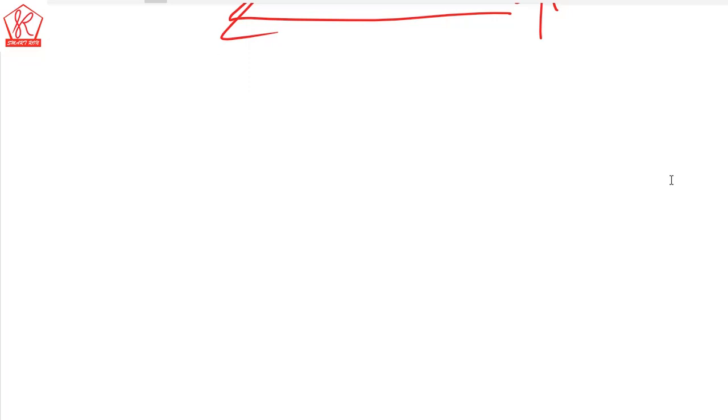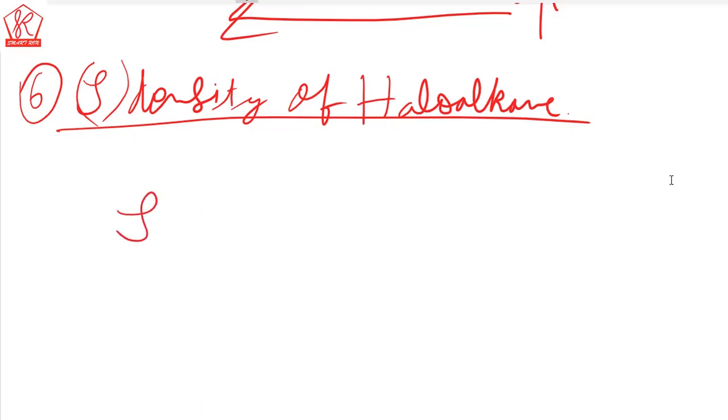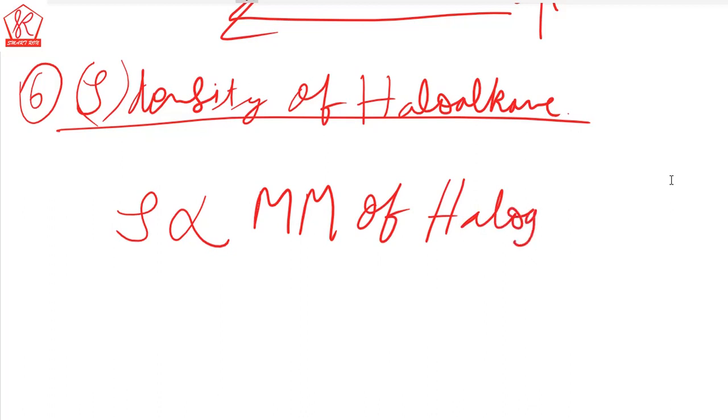So moving on to the next point, point number 6. In point number 6, we will be talking about the density, rho, density of haloalkane. Okay, now this is a very interesting topic and it is very important for you to understand this topic. So density of a haloalkane is directly proportional to the molecular mass mm of the halogen. So more the molecular mass of the halogen, more is the density. But here is a small twist.